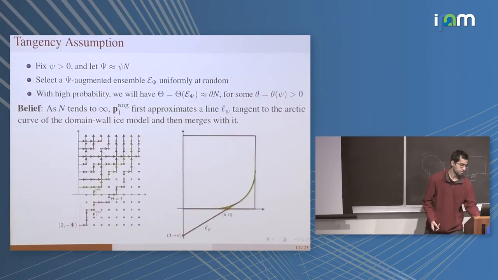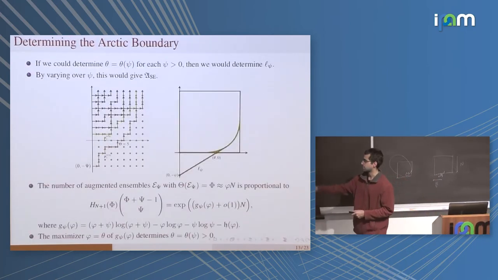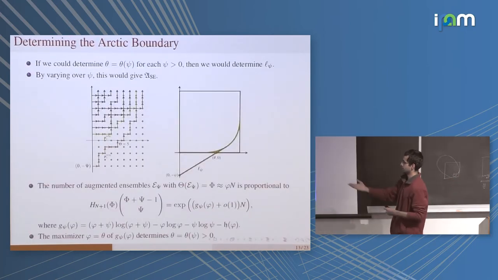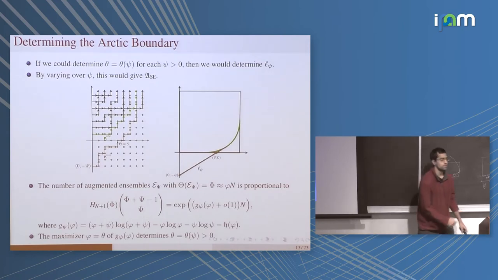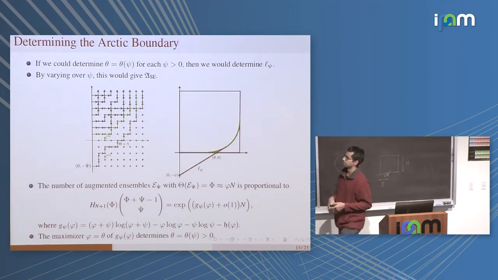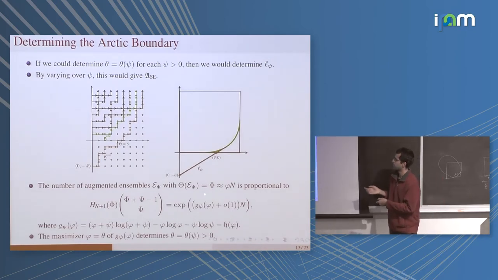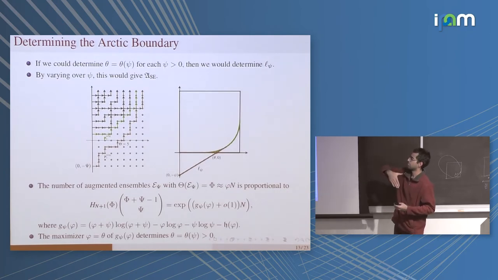It's given by this function h. So if I put them together, this product decays exponentially in n, with some coefficient g psi of phi. And this g psi of phi is simply the h added to the entropy, the logarithm of this thing. And the maximizer of this g will tell me the most likely location of theta, more or less, the most likely refinement position for this augmented path. So that's how I compute this theta.